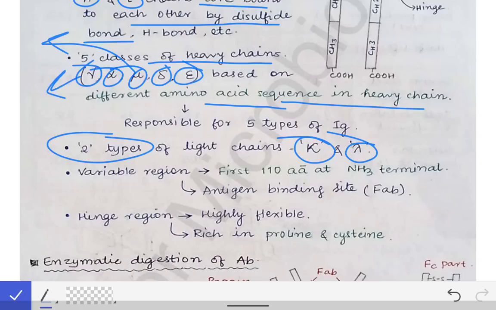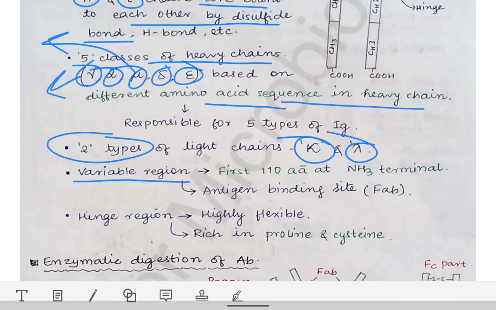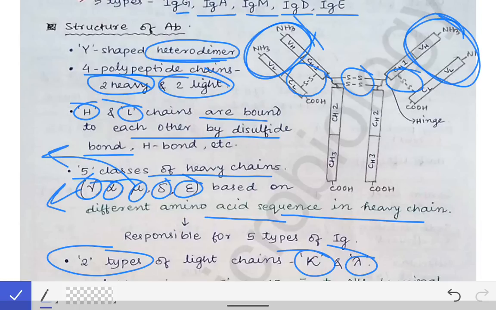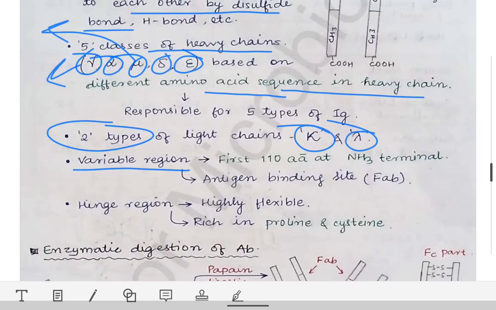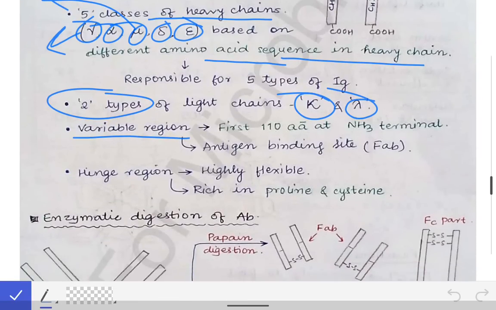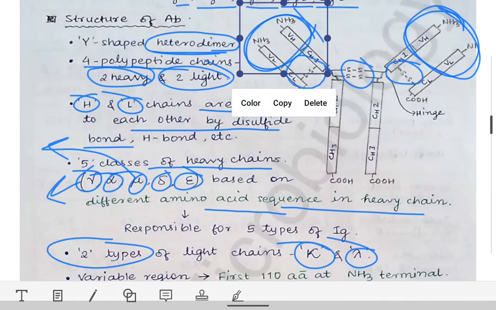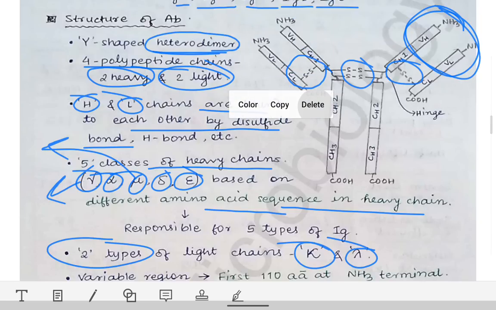Now come to the important point of the variable region. So what is the variable region? The variable region is that region of the antibody which varies from time to time based on the antigen. So this area is the variable region. This is nothing but the initial 110 amino acids at the N-terminals of the heavy and the light chains. So the first 110 amino acids at the N-terminal of the heavy and the light chains make up the variable region.